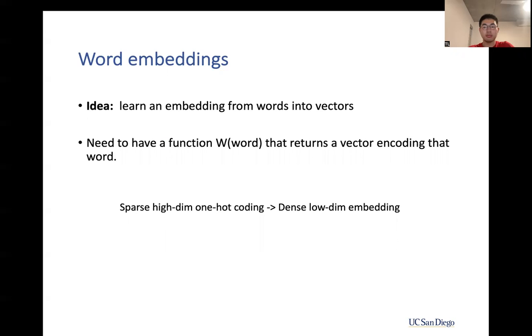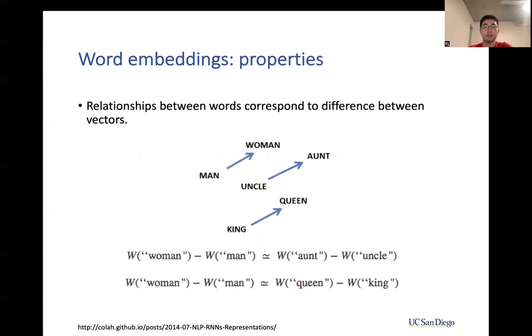To solve this problem, people use different ways to do word embedding. Today I'm going to talk about word2vec, which learns a dense, low dimension embedding. Let's look at some interesting properties of word embedding. The vector woman minus the vector man is very similar to aunt minus uncle. So it learns the meaning of gender behind the words.